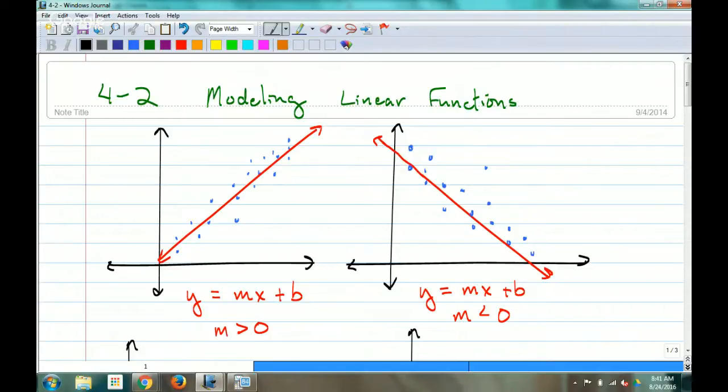The slope would be positive here because it's going up and to the right. So it's nothing new on that. Here, a linear relationship going down and to the right, the slope would be negative, or less than 0.